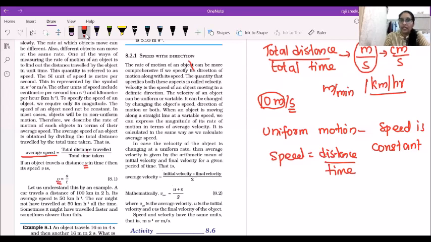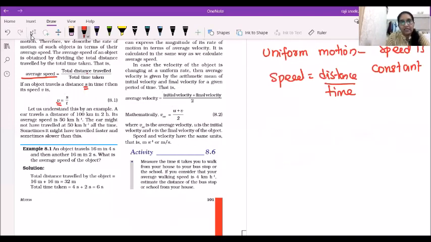Okay, so I think the idea of speed is very clear for you. Let's see one example in your textbook. It is already worked out here, so just have a look at that one. Look at this question. An object travels 16 meter in 4 seconds and then another 16 meter in 2 seconds. What is the average speed?